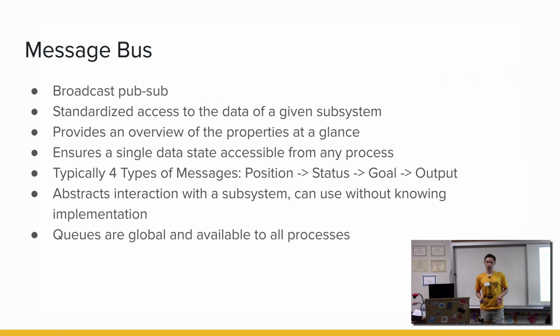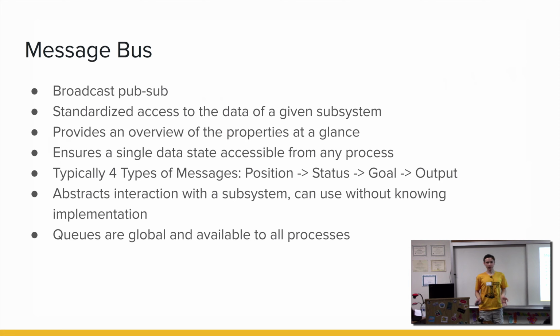And finally, within the control loop, we produce an output, which is just like voltage, or for example, if we want to actuate a solenoid, things like that. And this abstracts interaction with a subsystem. So we aren't going directly to the control loop and telling it we have a new goal. We're just publishing a new goal, and then the control loop can go back and interact with that. And also, very important, the queues are available to all systems. It's a global state almost.